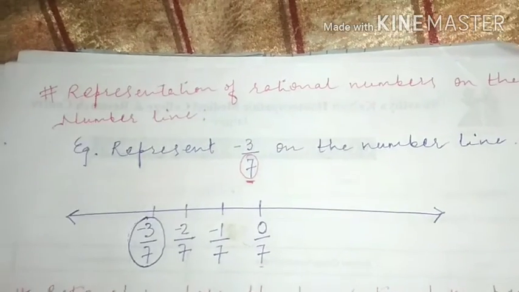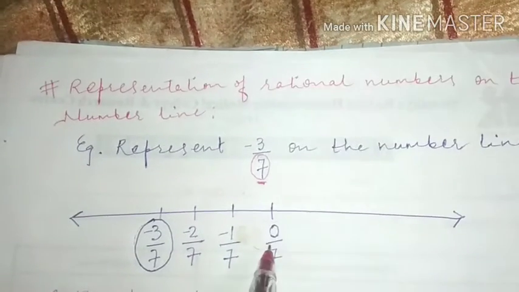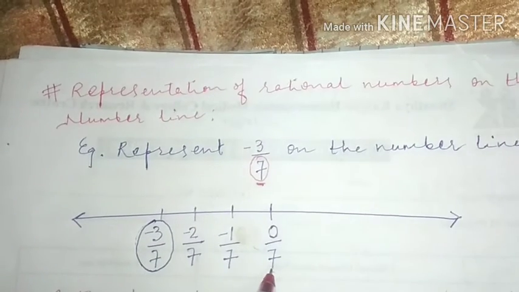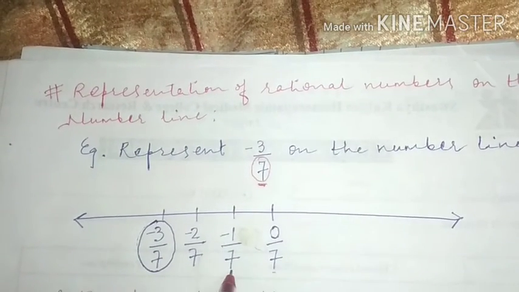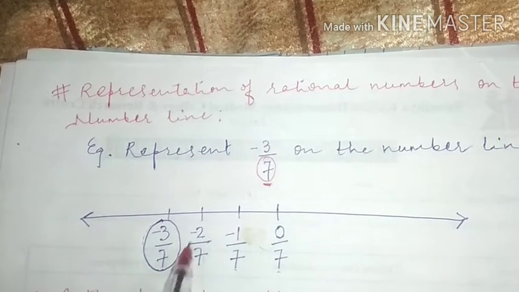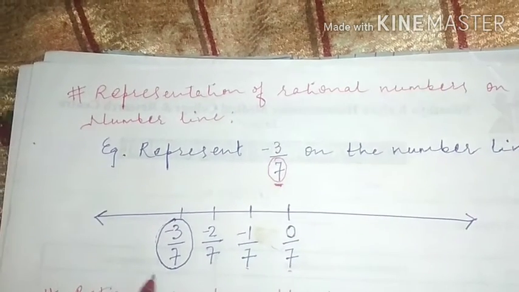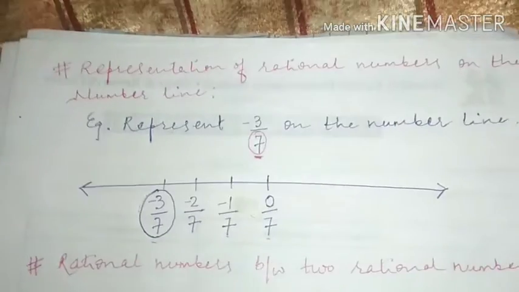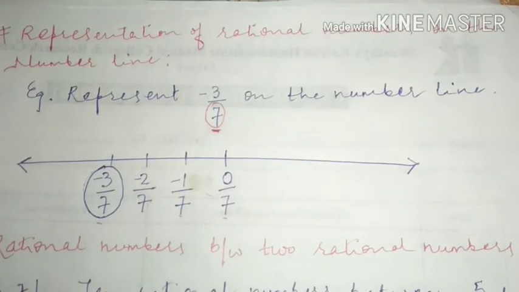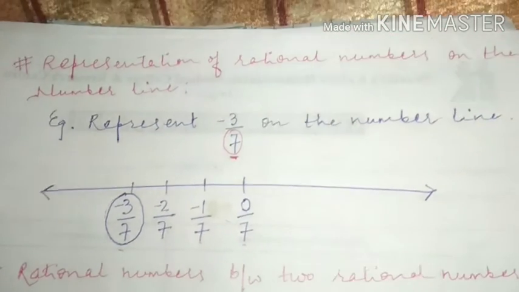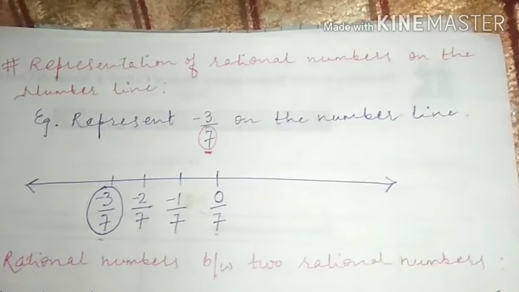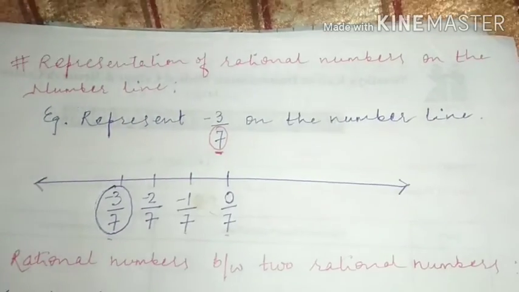Now move to the left side. So when we move to left of 0, we get 1, and we have 7 as denominator, so we will write -1/7. All right, now move to left of -1/7, we get -2/7, and then we get -3/7. That's how we represent a rational number on the number line. So what you are to do is write 0 using the denominator of that rational number. That is the basic thing of representing any rational number on the number line.